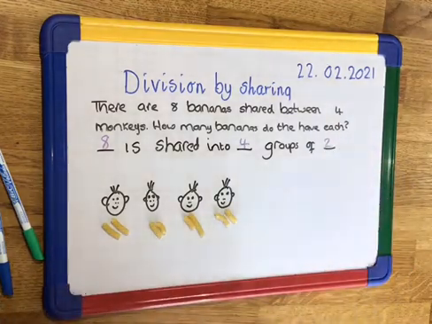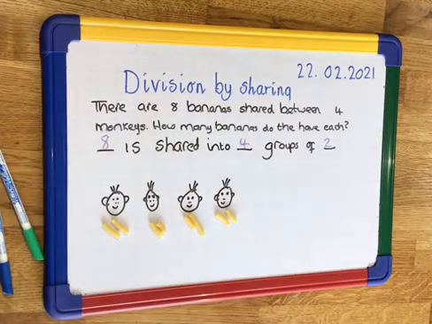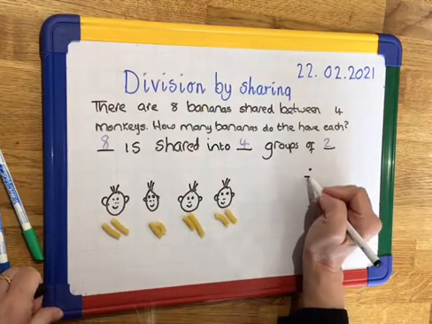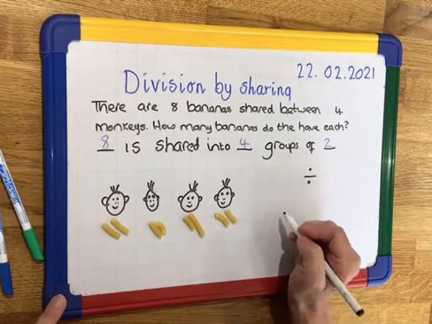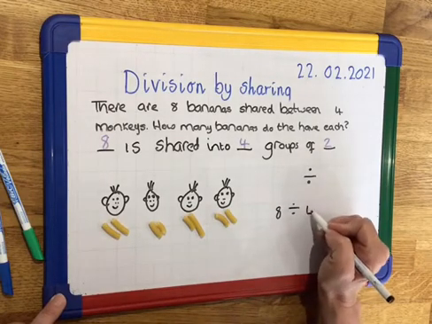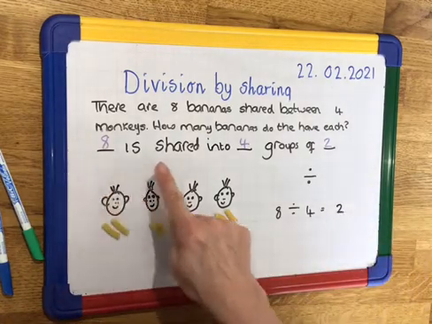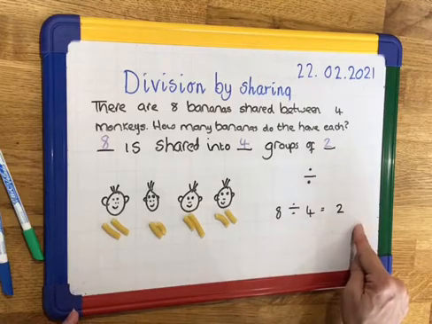Now the trouble is, children, writing 8 is shared into 4 groups of 2 is really long, and we can use a mathematical symbol to help us. And the symbol is this, it's called the division symbol. Can you see it there? And I can say 8 divided by 4 equals 2. That's exactly the same as saying 8 shared into 4 groups of 2. 8 divided by 4 is 2.